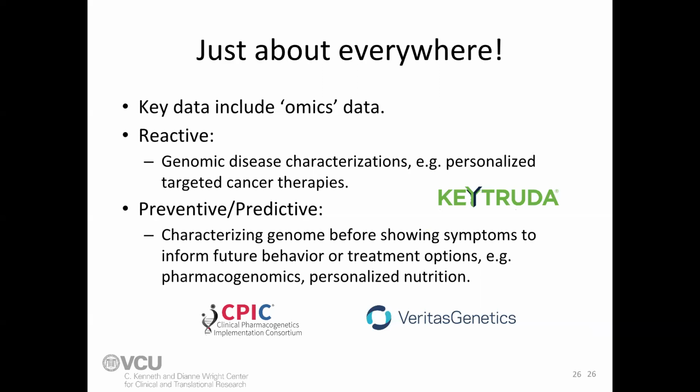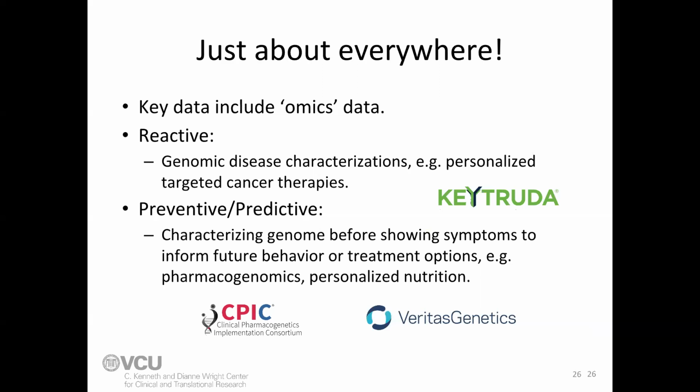Preventative and predictive is where you're trying to characterize your genome and identify things so that you can change your lifestyle or behavior before symptoms show up. For example, personalized nutrition. The company Veritas Genetics actually sequences your genome and looks for specific variants that may cause you to metabolize food differently. For example, caffeine. If you metabolize caffeine at a fast rate, you can drink all the coffee you want and you might not know the difference.